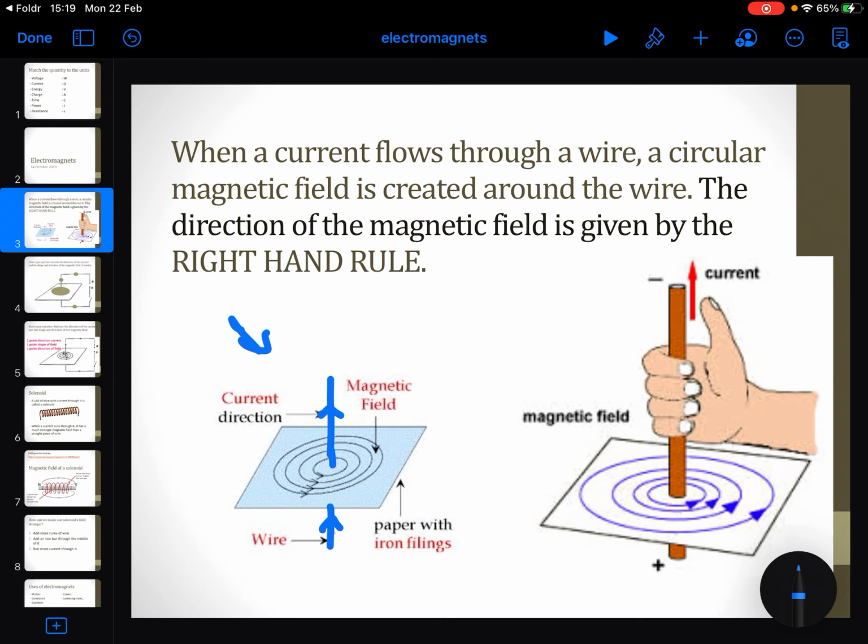So have a look at the diagram on the right. You can see that this person is holding their hand as if they are hitchhiking. They've got their right hand, they've got their thumb out, and they've got their fingers curved round. Now your thumb, you need to point in the direction of the current. Here, the current is going up the page, so you point your thumb up the page. When you then look at your fingers, you will see they are kind of pointing up and over.